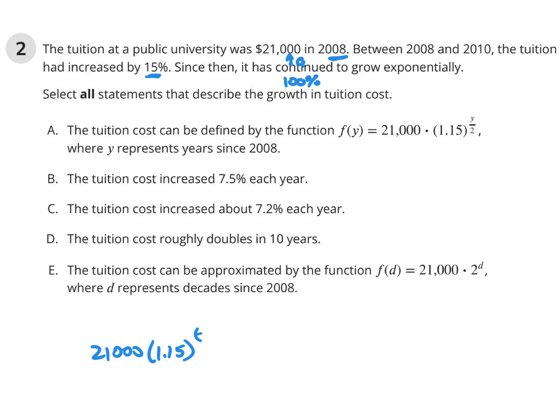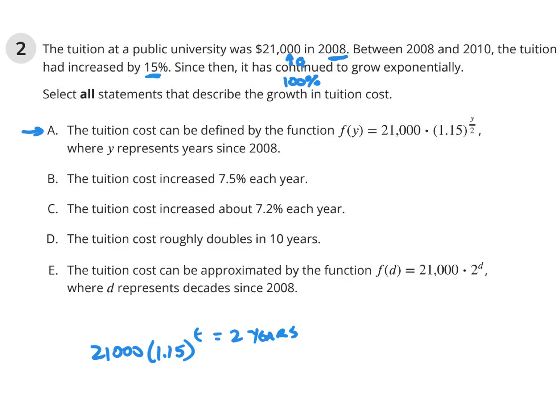But that's for 2 years. This T is 2 years. Okay, so now select all statements that describe the growth. Now we could do A because T stood for 2 years, so they divided it by 2. That works. Now, how do we figure out what the tuition cost increase?